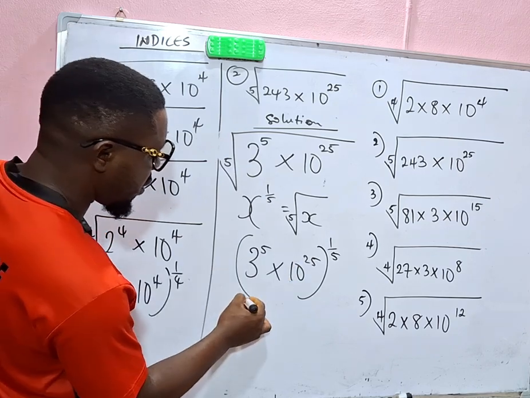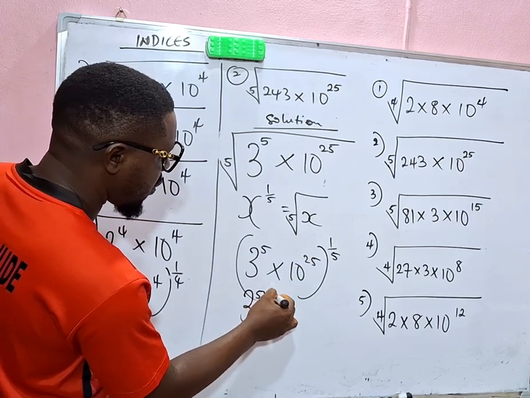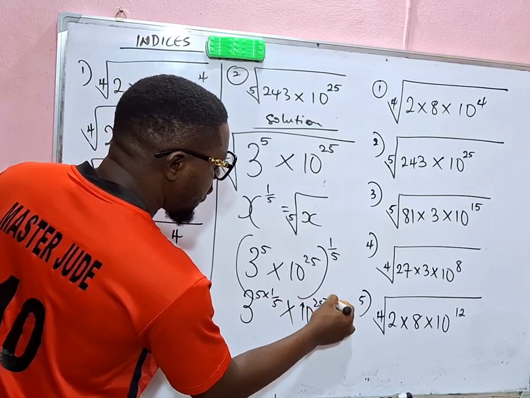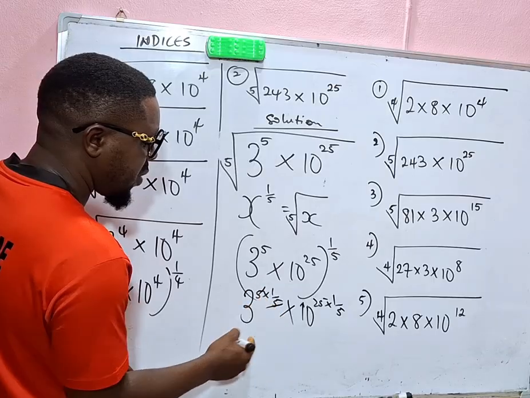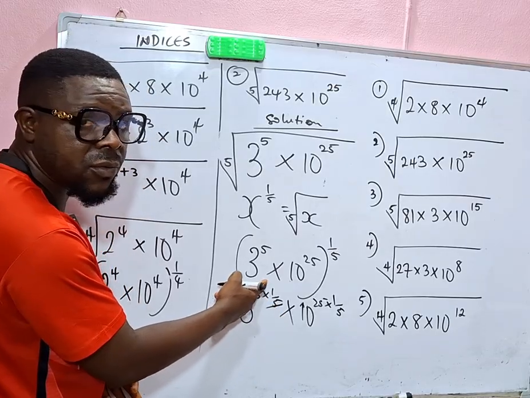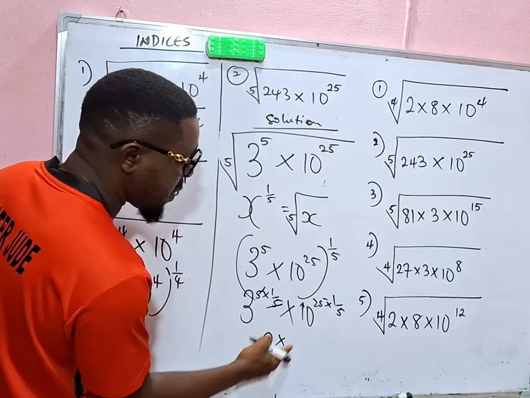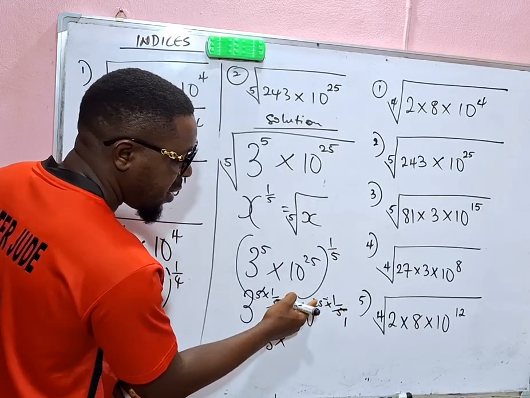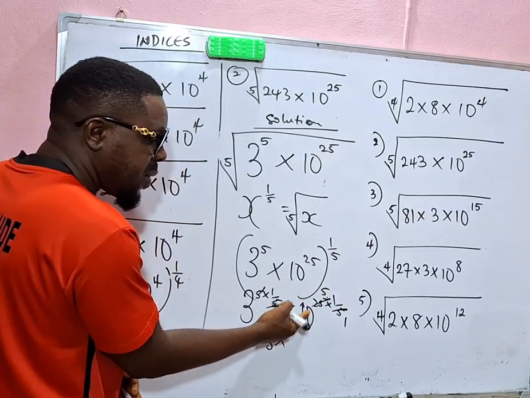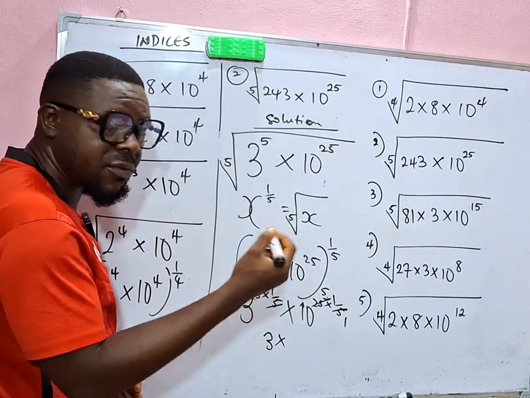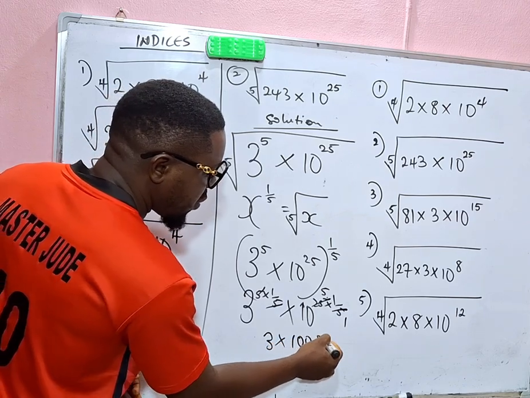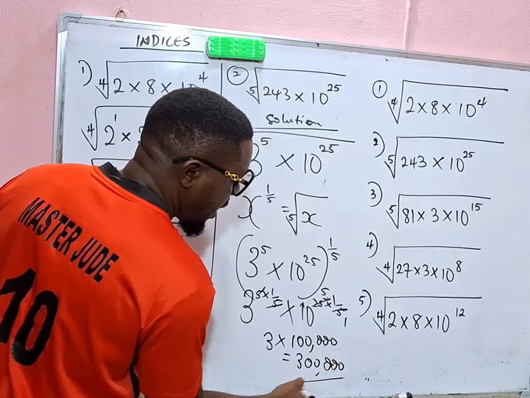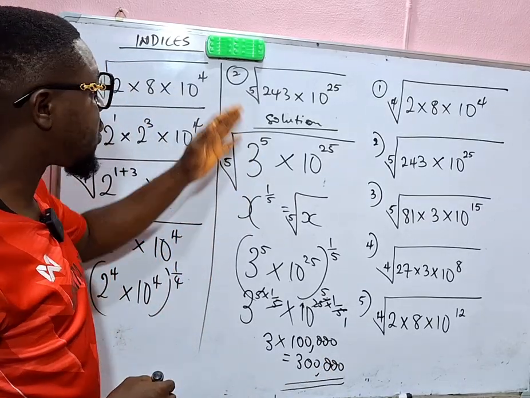And this 1 over 5 is affecting 3 to the power of 5 and affecting 10 to the power of 25. So this is just like telling me 3 to the power of 5 times 1 over 5, times 10 to the power of 25 times 1 over 5. This 5 will cancel out. I'm left with 3 to the power of 1, which will give me 3. 5 into 25 is 5, so I'm left with 10 power 5. If I multiply 10 into 5 places, I'm having 100,000. So 3 times 100,000 will give me 300,000 as my answer. So this is solution to question 2.